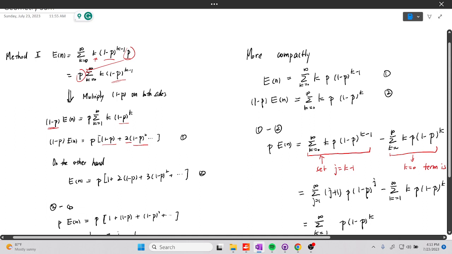On the other hand, the original equation here can be expanded as such. Multiply by p, 1 minus that. This is equation 1 and equation 2.